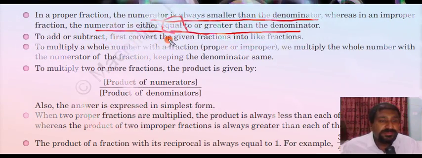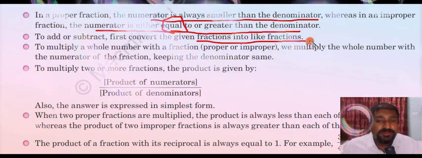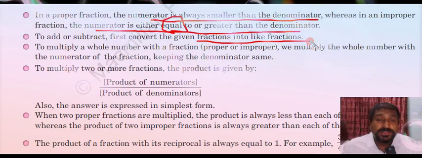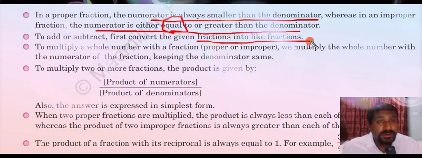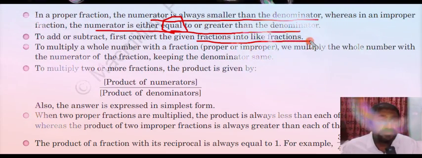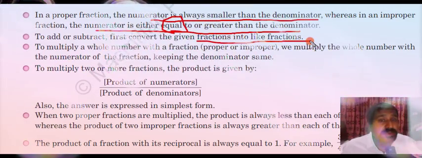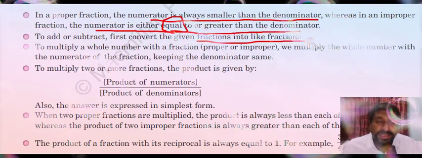To add or subtract, first we convert the given fractions into like fractions. As we have discussed earlier also, like fractions are those fractions which have the same denominator. So if they do not have the same denominator, we have to make their denominators the same.